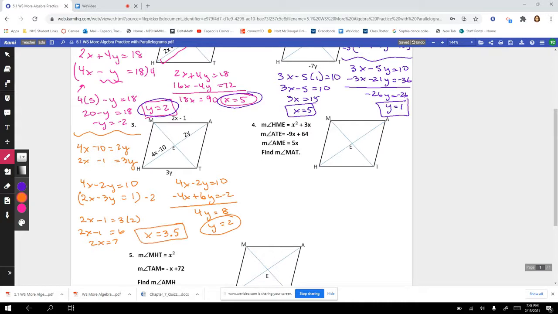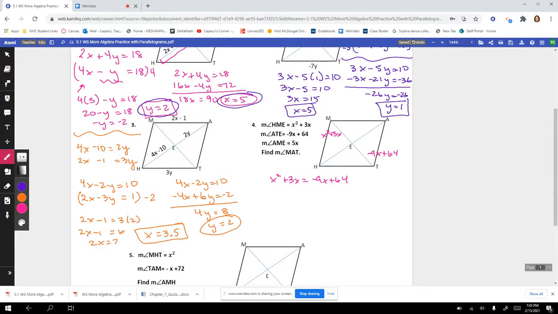Okay, moving on, let's take a look at number 4. Now this time it looks like I'm dealing with angles. So let's see, HME. So this angle right here is x squared plus 3x. ATE, so this angle right here is negative 9x plus 64. Now I'm going to stop right there and let's take a look at that. They are alternate interior angles. So that gives me x squared plus 3x is equal to negative 9x plus 64, right? They're equal. So I'm going to set them equal to each other.